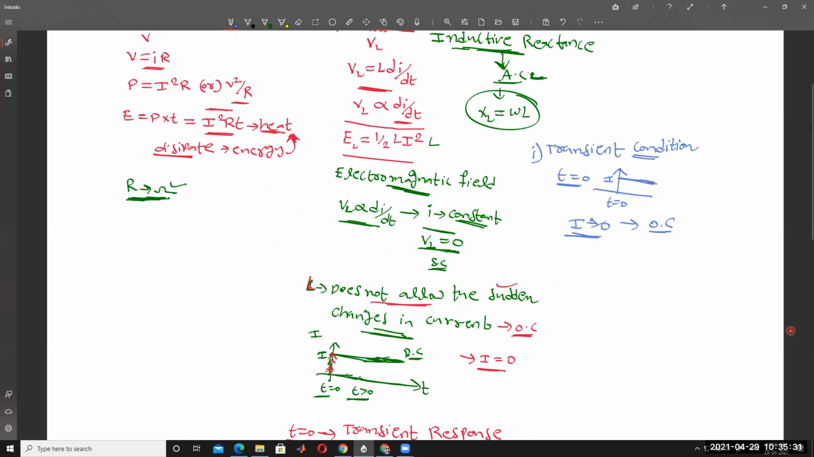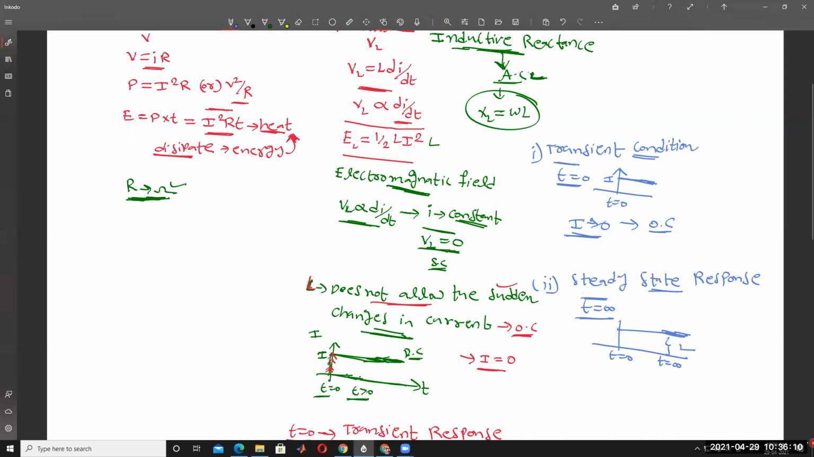Second, the steady state response. Understood? Under steady state condition, that means at t equal to infinity. At t equal to 0 is called the transient response. At t equal to infinity, this is our response.